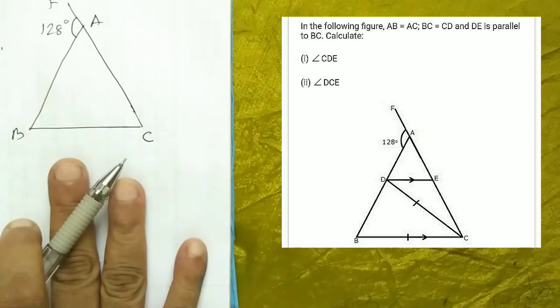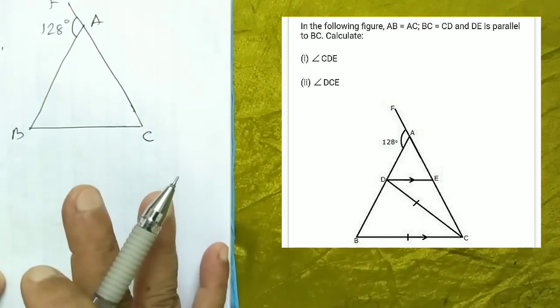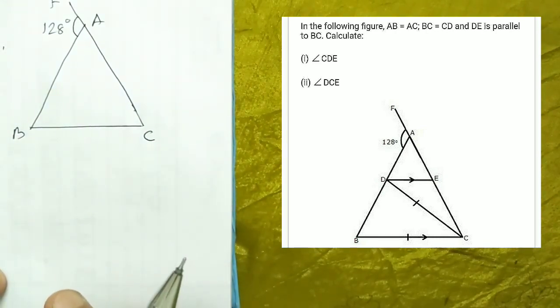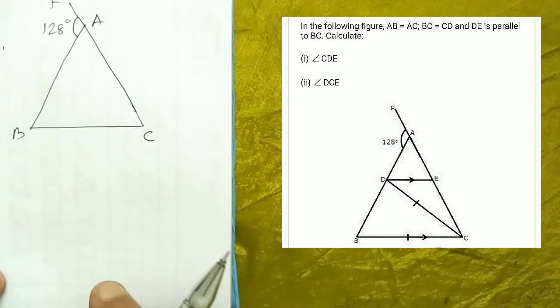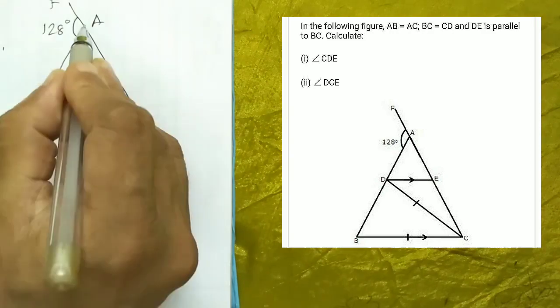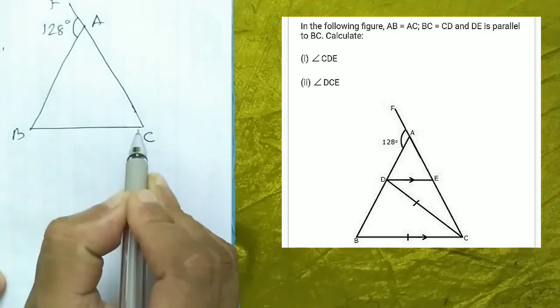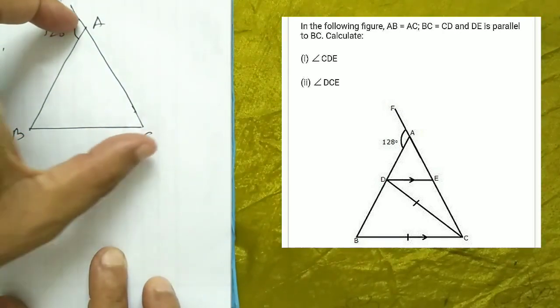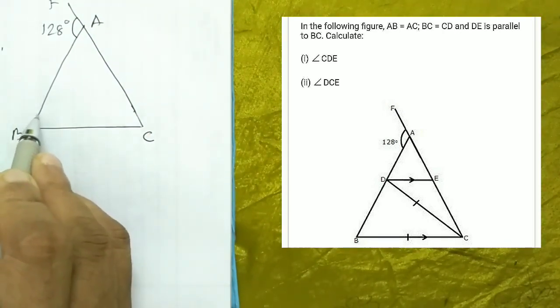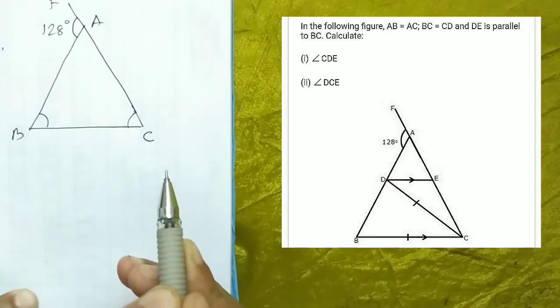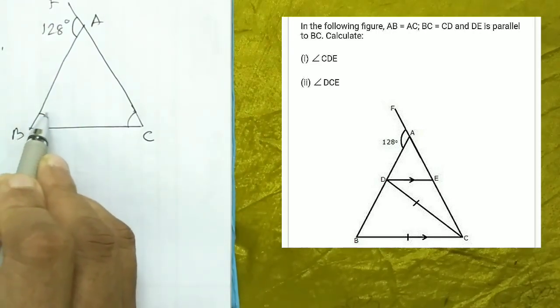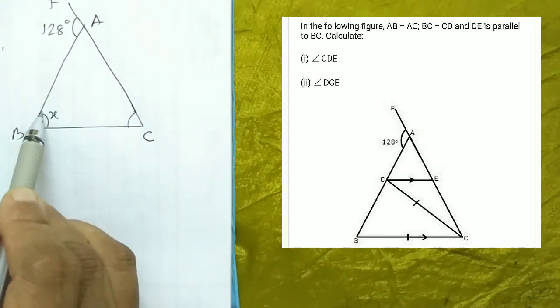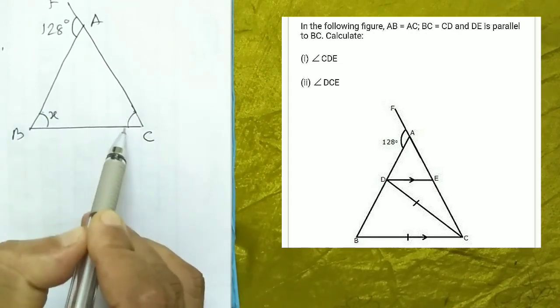I am not drawing the whole figure first. We'll draw it step by step so that you can understand it better. Now it's given that AB equal to AC. So if AB equals AC, then I can write that angle B equal to angle C. Let this be X. If this is X, then this is also X.